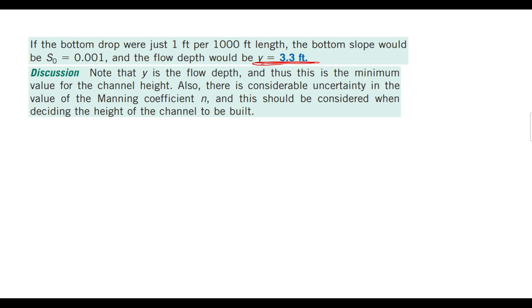Also, there is considerable uncertainty in the value of Manning's coefficient, and this should be considered when deciding the height of the channel to be built. So in actual practice, you must always put in an allowance because there are parameters which are uncertain, up to the limit of the designer's knowledge.